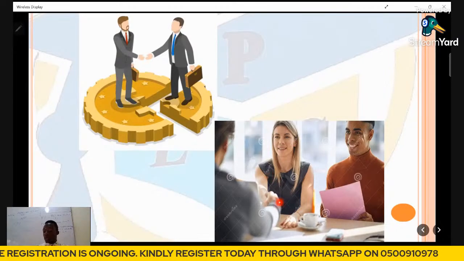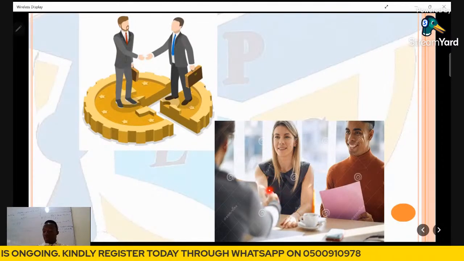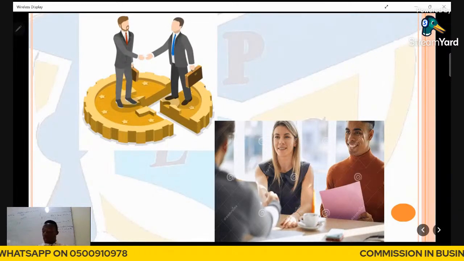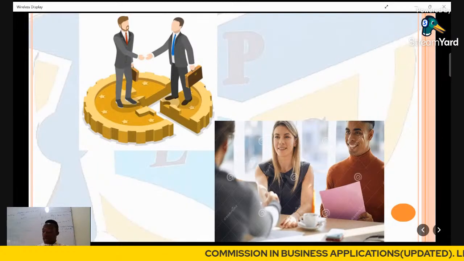And you can also make reference to the second picture that you see below here. Is that okay? So that is how commission actually works within a business setting. So let's take note of that.